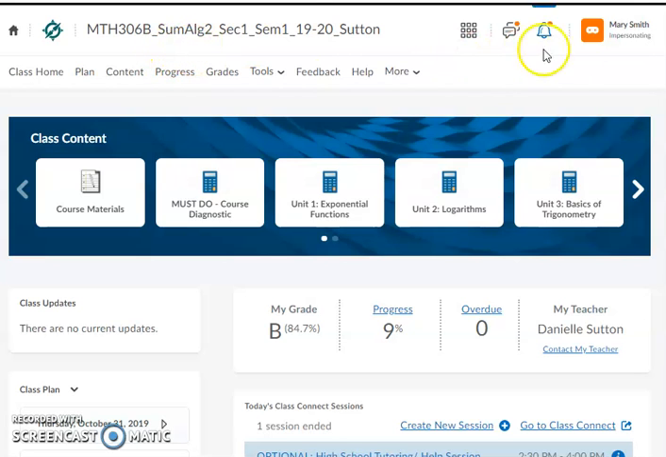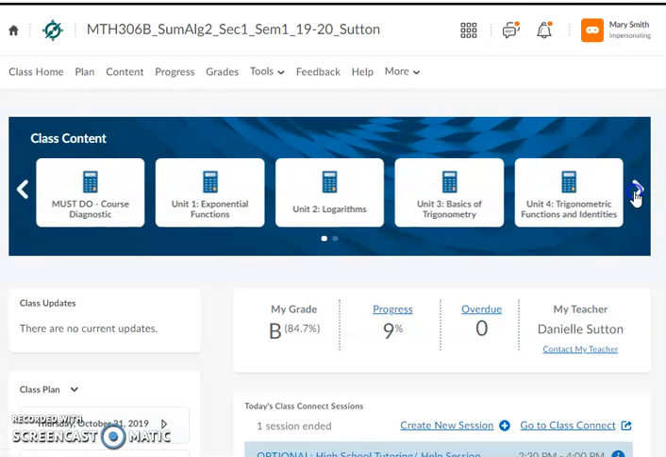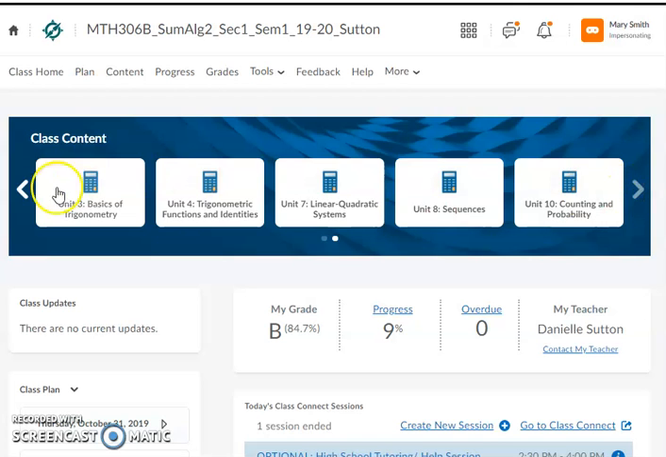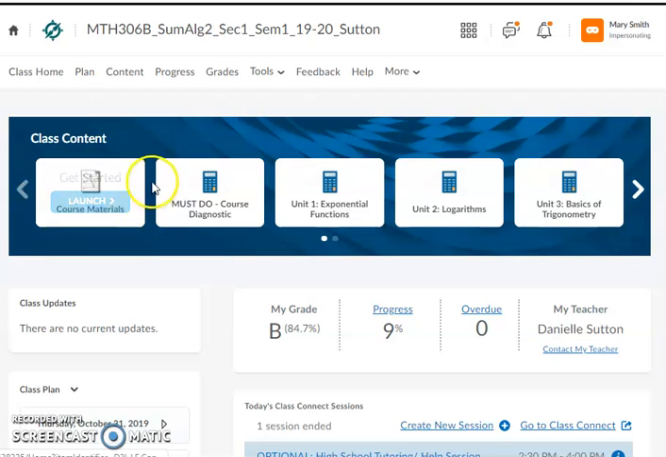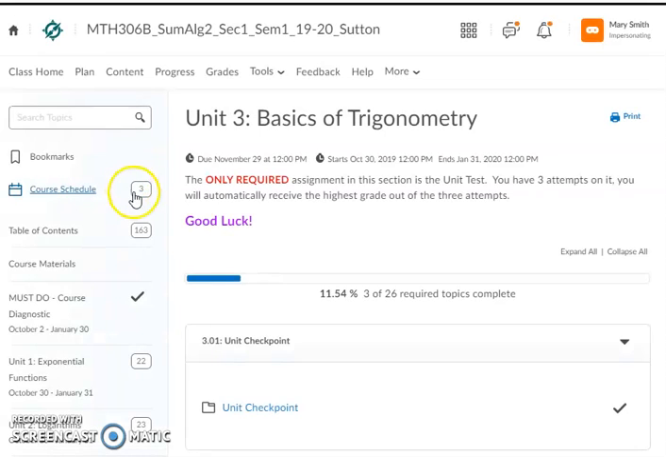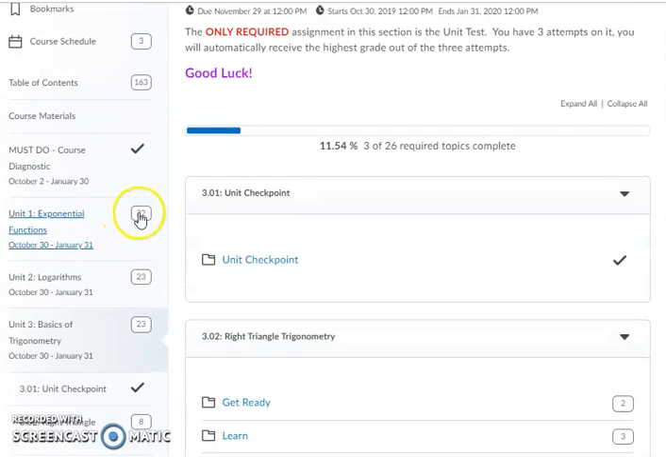So you can see up here in the corner, I'm impersonating you just so you can see exactly what you would see when you log in. At the top, you have course materials, diagnostic, and then each of the units. And what I'm assuming you're meaning by the 20 something assignments is that when you go into the content, this is the only place I can find the number 20. I am seeing these numbers here. These mean nothing to you.